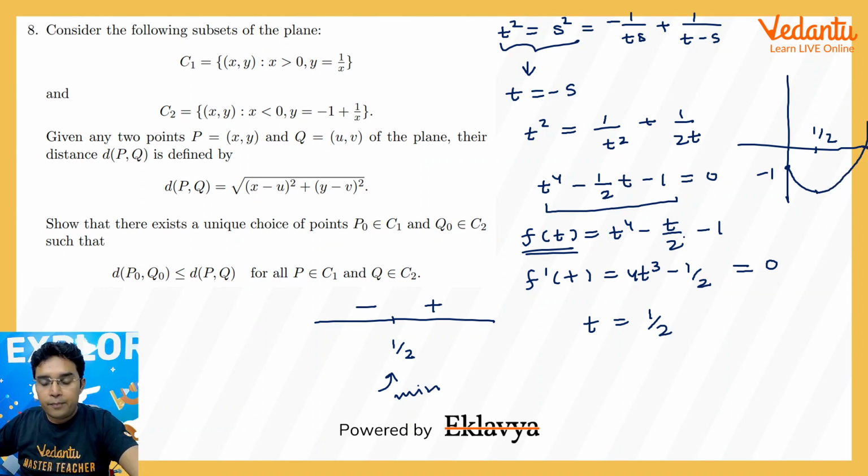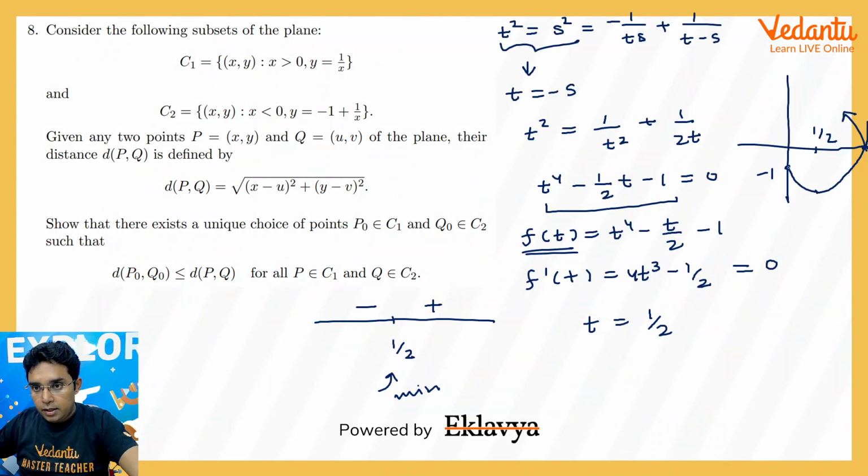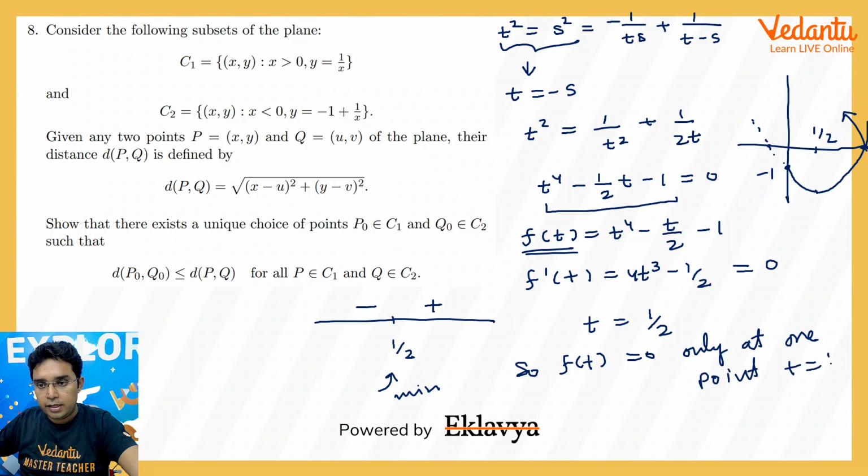And because this is a biquadratic, it has to move up, so there will be one point where it becomes equal to 0. My t is positive because I have taken this t on C1, so I need not draw this part of the graph, and this point is not relevant to us. So we can see this f(t) will become 0 only at one point. You can call this t = t naught.